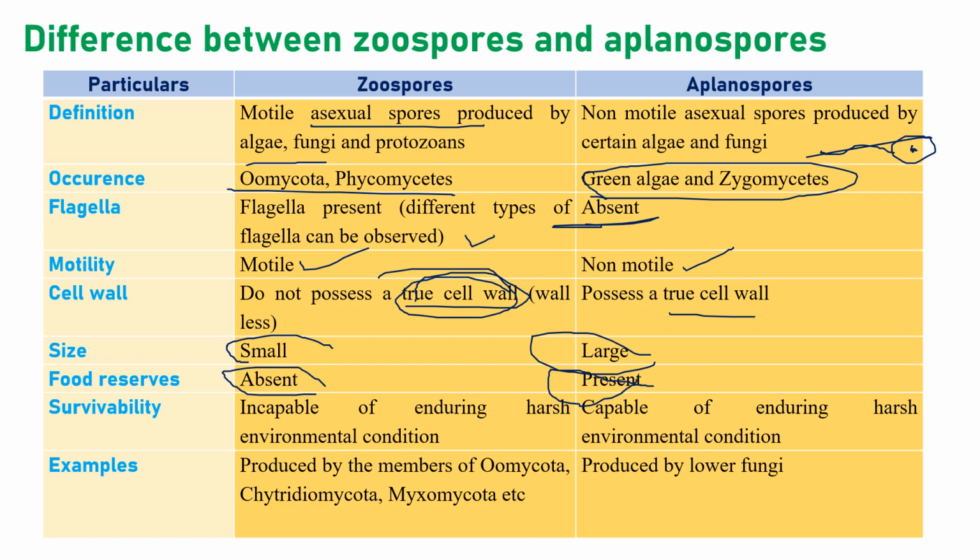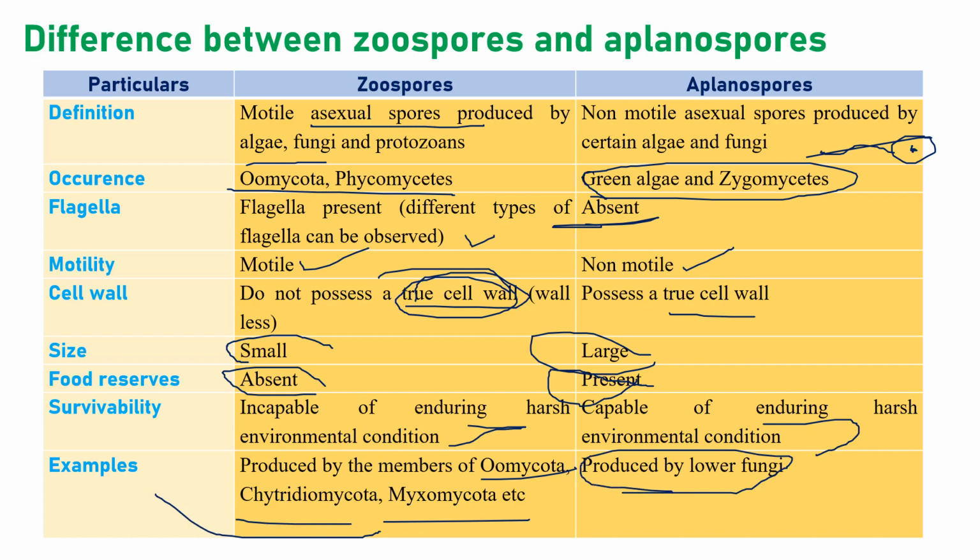Survivability: zoospores are incapable of enduring harsh environmental conditions. Once the zoospores are formed, they may cause infection or survive in water for some time, but they cannot survive for a long time in unfavorable environmental conditions. But aplanospores are capable of enduring harsh environmental conditions. Generally, as we discussed, zoospores are produced by the Oomycota, Chytridiomycota, and Myxomycota groups of fungi, while aplanospores are produced again by lower fungi. But it is very simple: if the spore has flagella, it is a zoospore. If the spore has no flagella, it is an aplanospore.